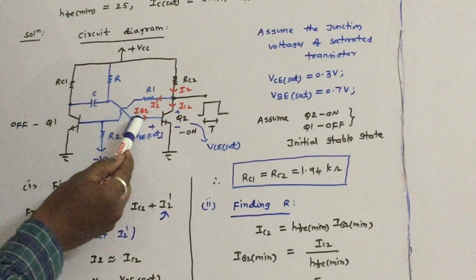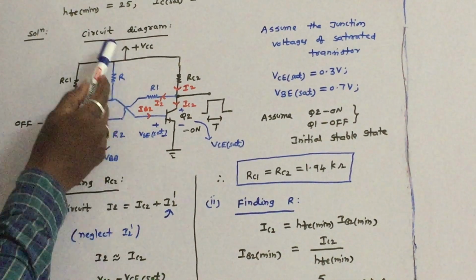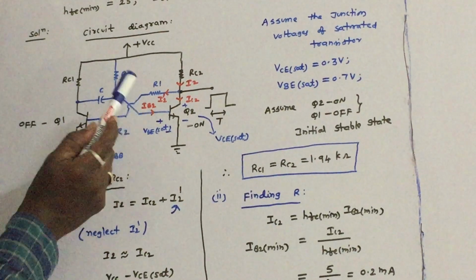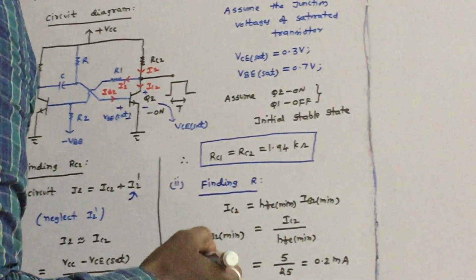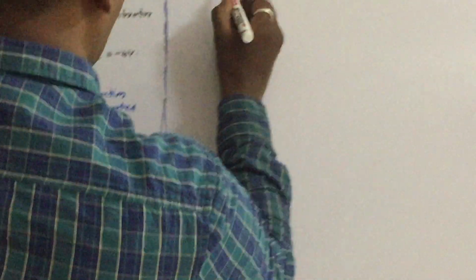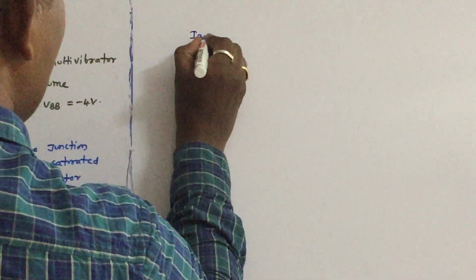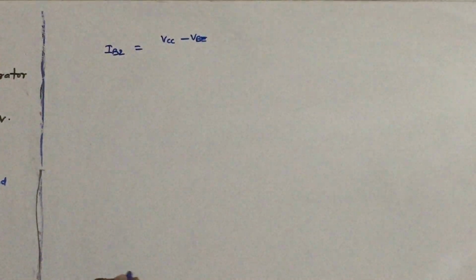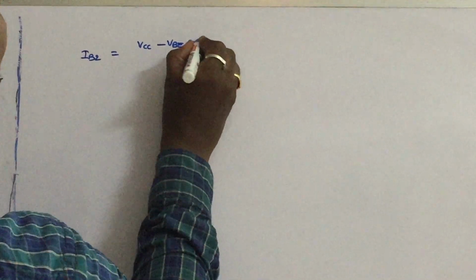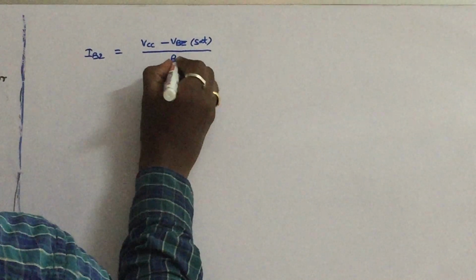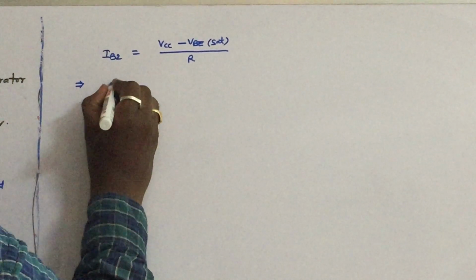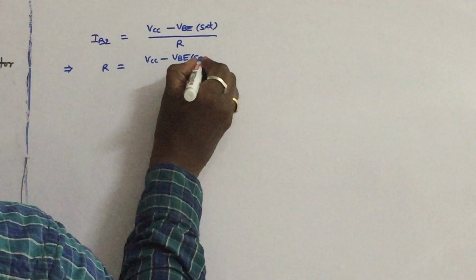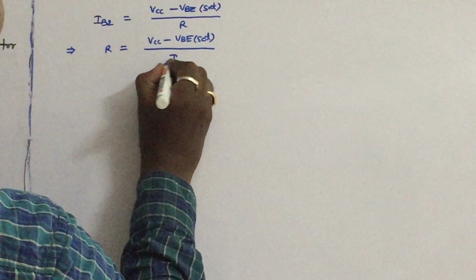From this loop, from this branch, VCC minus VBE saturation by R is equal to IB2. So use that relation, which we have used earlier, it's the same relation. So what is IB2? IB2 is simply VCC minus VBE saturation by R, from which you can simply get the R value. Therefore R is equal to VCC minus VBE saturation by IB2.